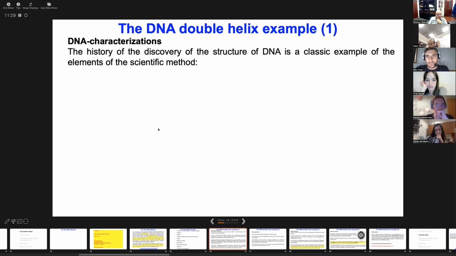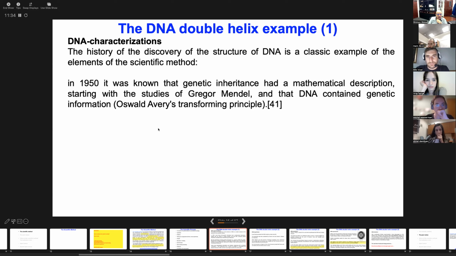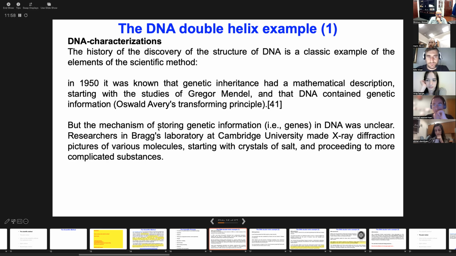The history of the discovery of the structure of DNA is a classical example of elements of the scientific method. In the early 1950s, it was known that genetic inheritance had a mathematical description, starting with the studies of Mendel, and the DNA contained genetic information. This is Oswald Avery's experiments and the transforming principle showing that basically DNA carries the genetic information. But the mechanism of storing genetic information as genes in DNA was unclear.